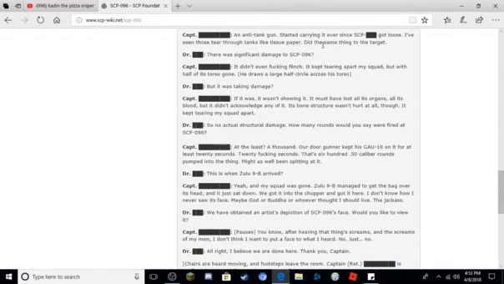It did the same thing to the target. There were significant damages to SCP-096. It didn't even flinch. It kept tearing apart my squad, but with half of its torso gone. He draws a large half circle across his torso. If it was taking damage, it wasn't showing it. It must have lost all its organs, all its blood, but it didn't acknowledge any of it. Its bone structure wasn't hurt at all, though. It kept tearing my squad apart.